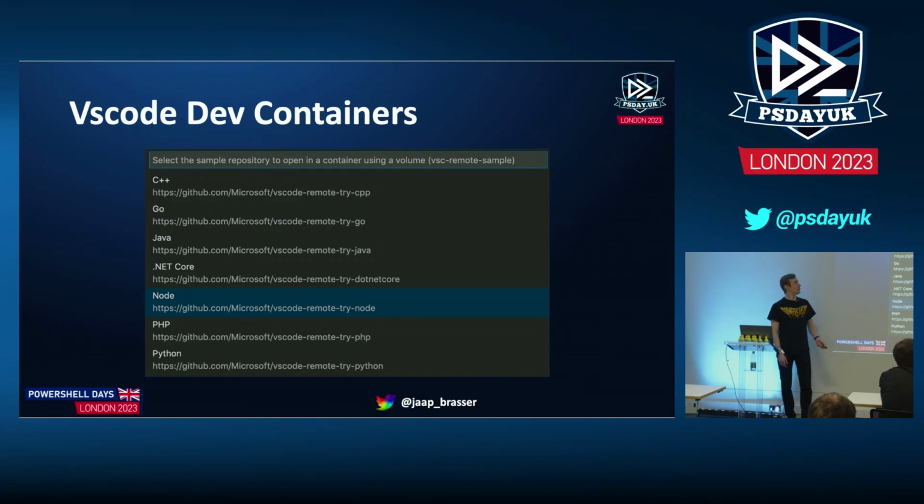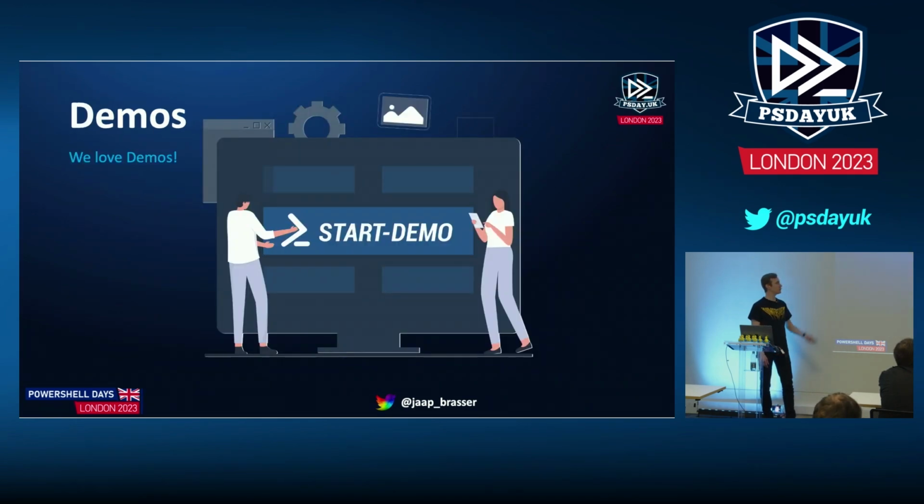So for VS Code dev containers, this one is slightly out of date because it's no longer called .NET Core. It's just .NET nowadays. These are a couple of example dev containers that you can get started with. And because just showing screenshots is a bit boring, I'll do some demos and see if I can make things fail.